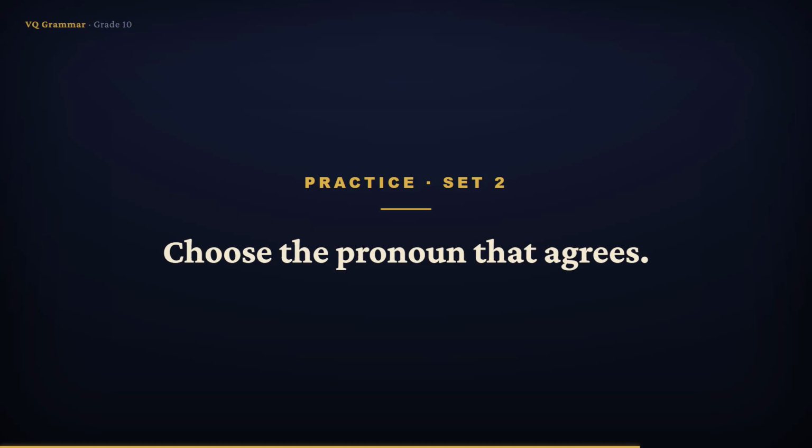Now each sentence has a blank where the pronoun belongs. Find the antecedent, name its person, and pick the pronoun that keeps the sentence in that same person. Pause and try each one before I answer.